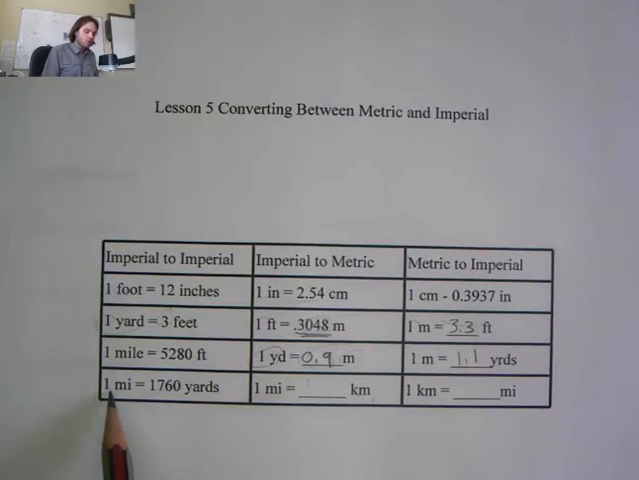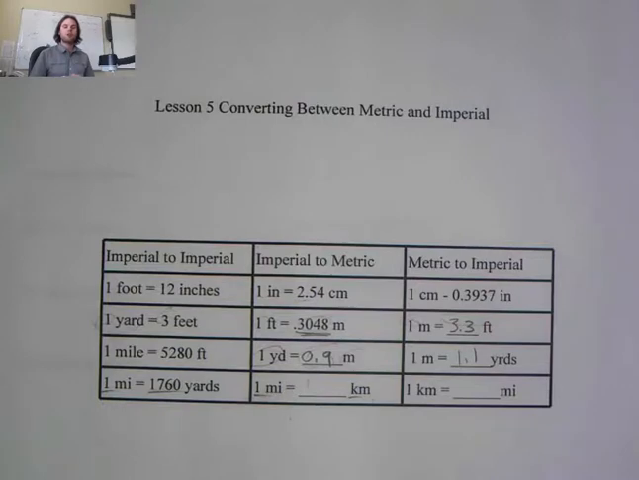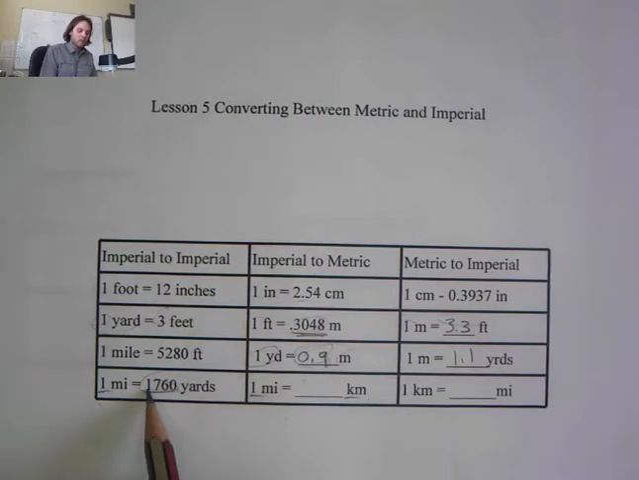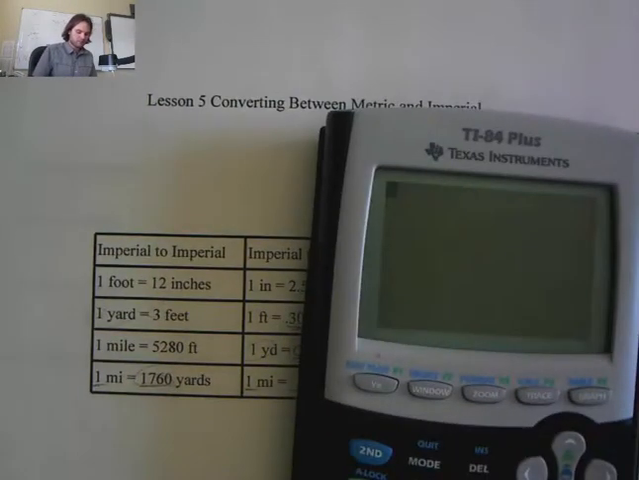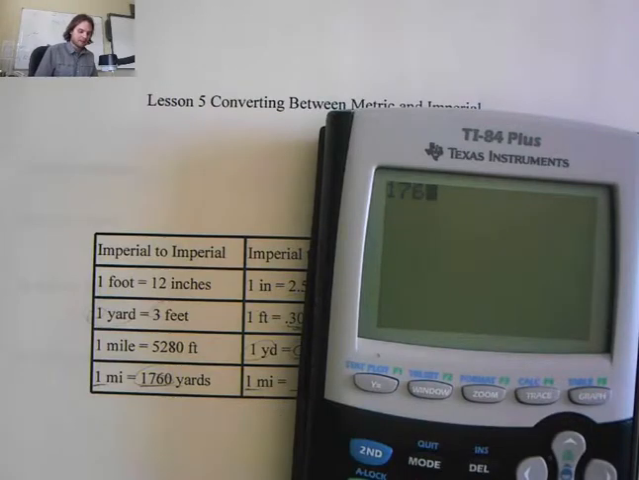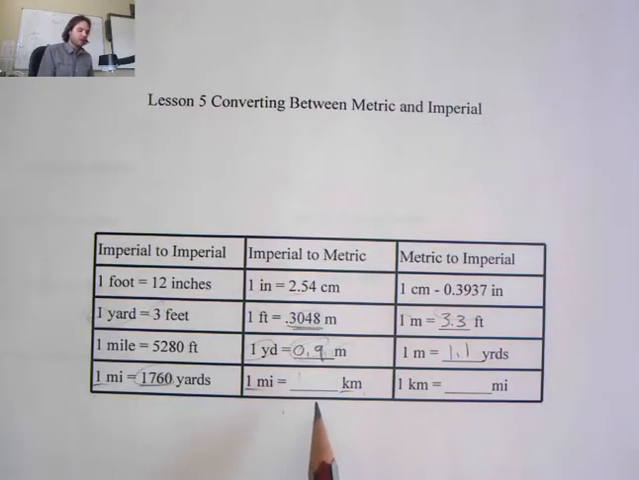So let's take the last one. We know 1 mile is equal to 1,760 yards. Now we want to know how many kilometers are in a mile. So 1 mile equals how many kilometers? I look at this, and I know this here. I also know this here. So I'm going to convert this to meters. In order to do that, I am going to have to go 1,760 multiplied by 0.9, which will give me 1,584 meters.